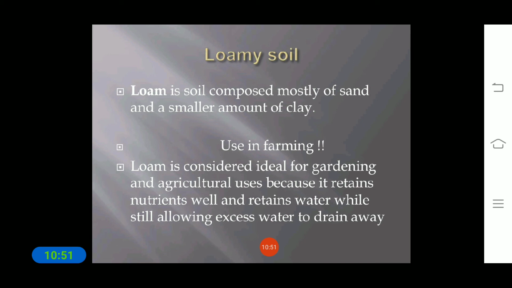Loam is used in farming because it is considered ideal for gardening and agriculture uses. It has the capacity to retain nutrients well and retains water while still allowing excess water to drain away. So this type of soil is very sufficient for growing plants.